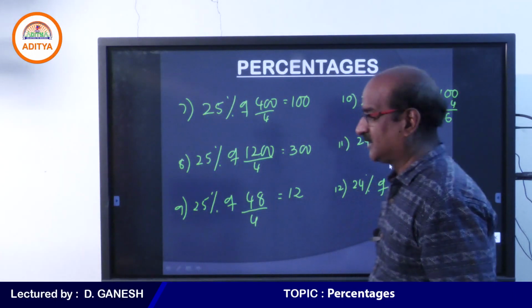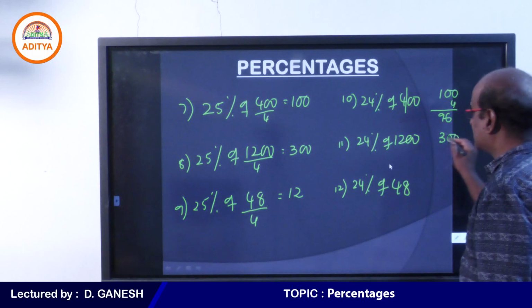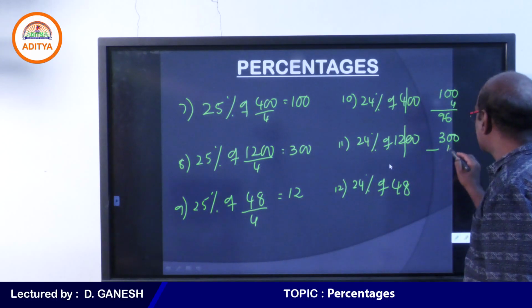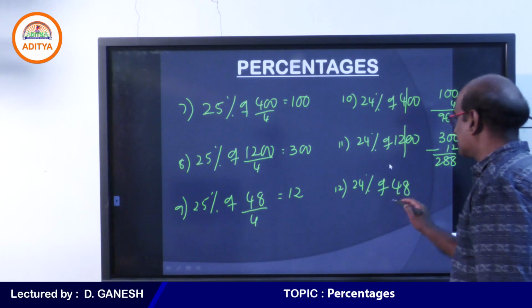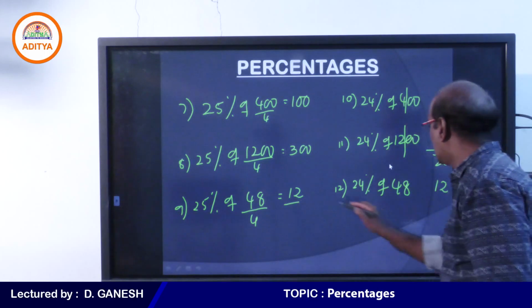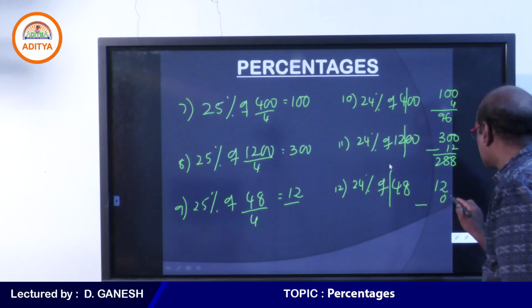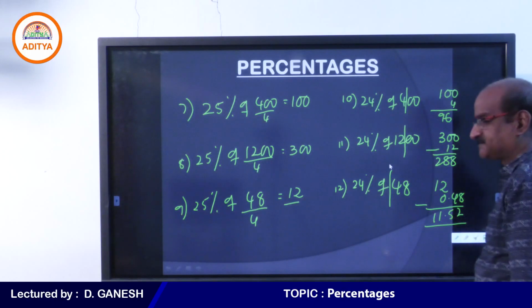That is good going. Come on student, 25% is 300 because we already know this, and from that you subtract 1%, which is 12, therefore your answer is 288. Come on, 25% of 48 is 12, which you already know, and you have to subtract 1%. What is 1%? 0.48. Therefore the answer is 11.52.